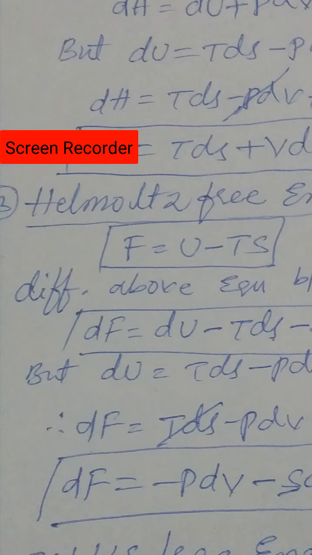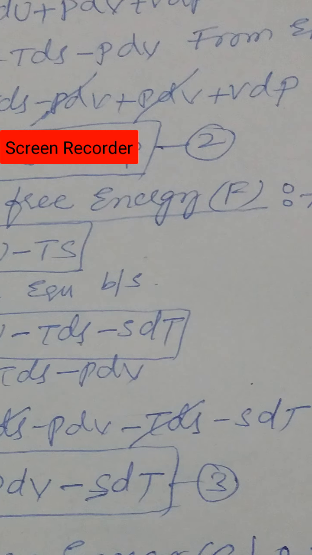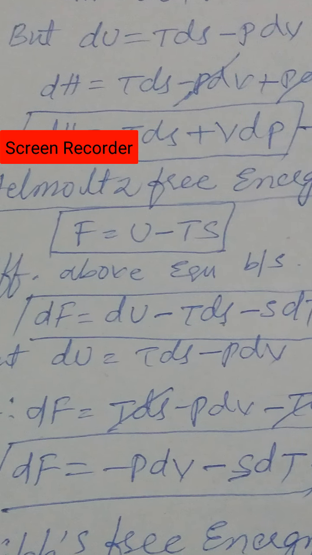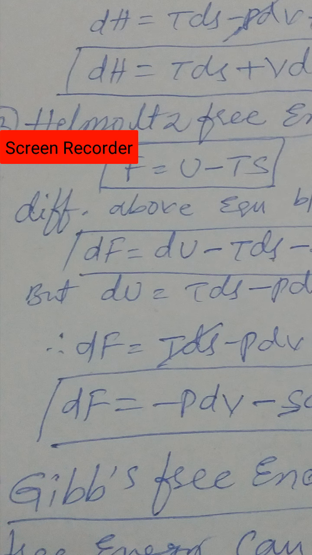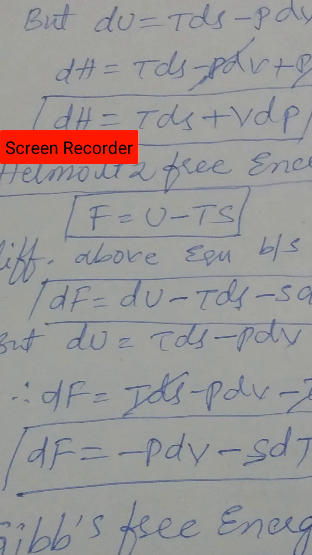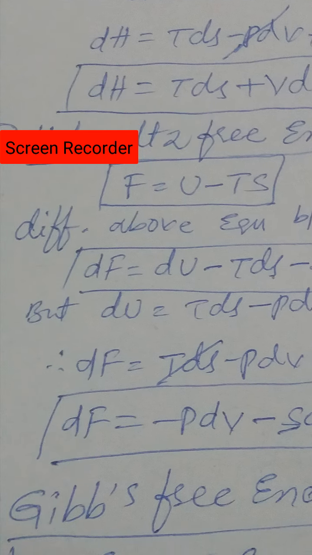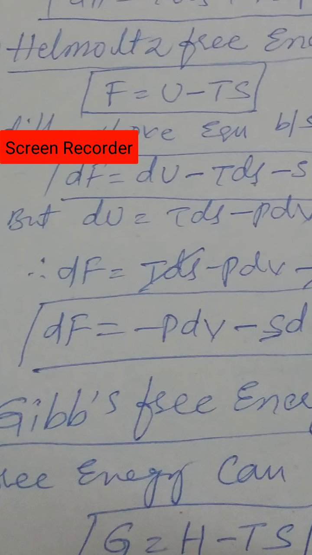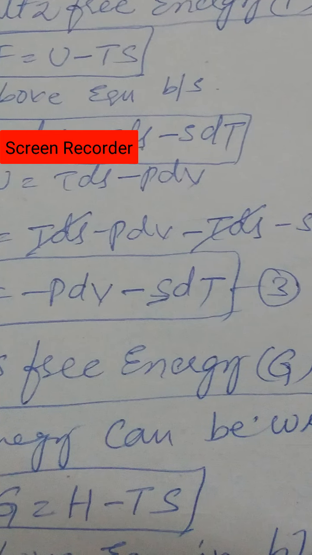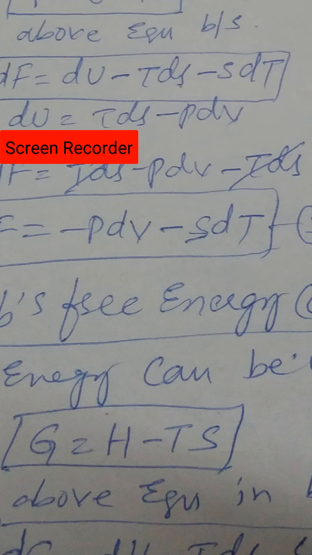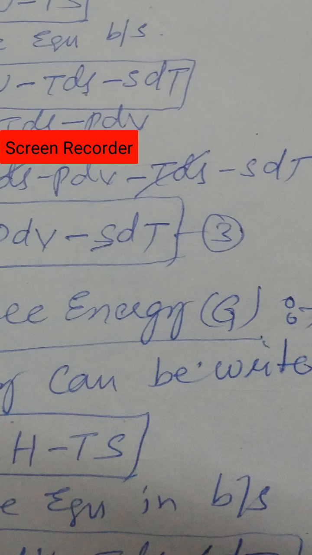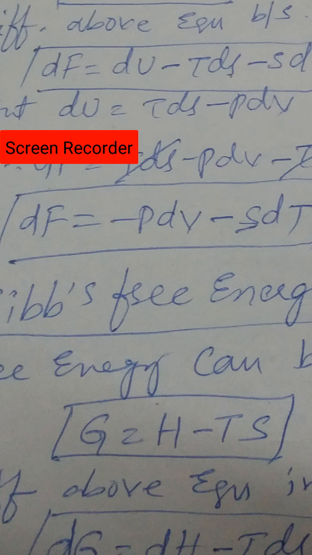The third thermodynamic potential is the Helmholtz free energy. What is the Helmholtz free energy? F is equal to U minus TS, internal energy minus the product of temperature and entropy. Understand here? Similarly, we differentiate this equation, then we get dF equal to dU minus TdS minus SdT. But dU equal to TdS minus PdV according to internal energy. Substituting this value in the above equation, TdS minus TdS gets cancelled. Now we get dF equal to minus PdV minus SdT. This is called the third equation. This third equation is the change of Helmholtz free energy of the system.